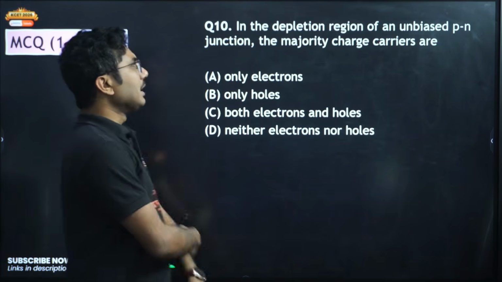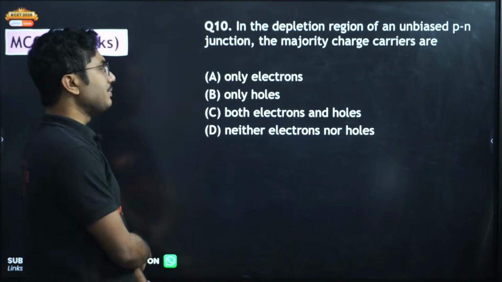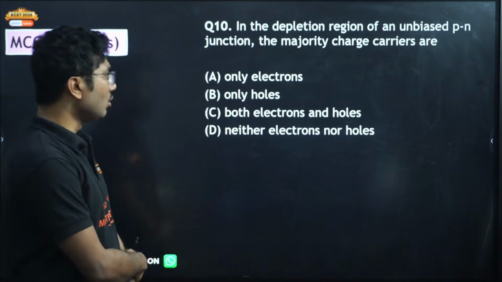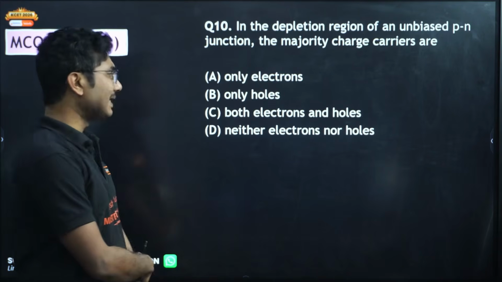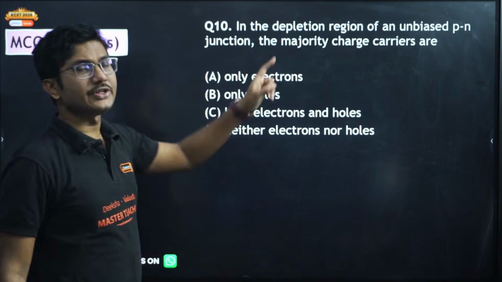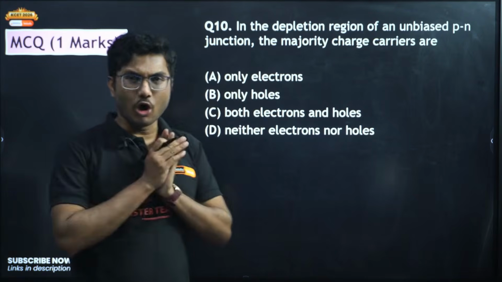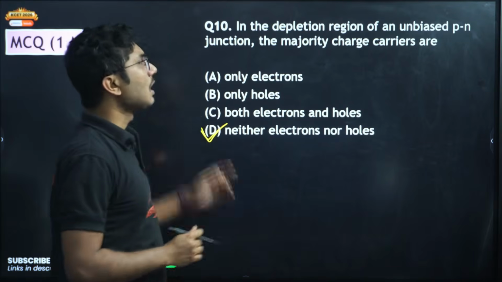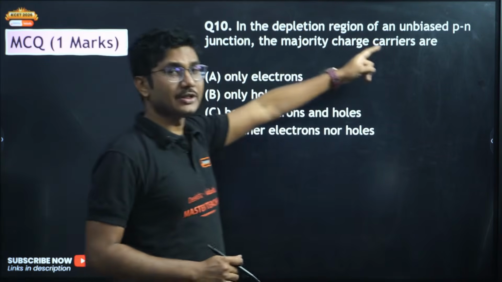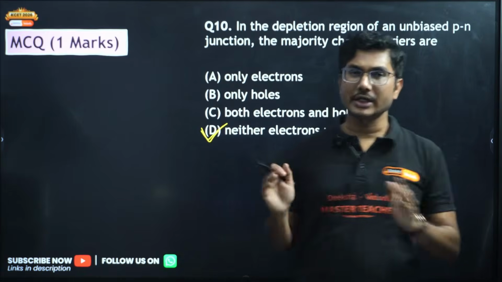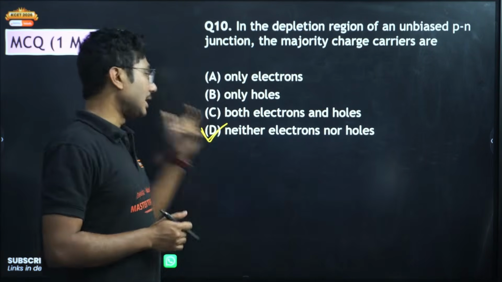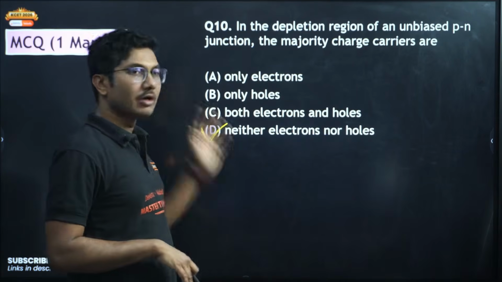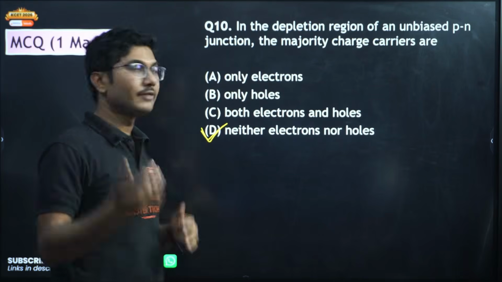Next question: in the depletion region of an unbiased PN junction, the majority charge carriers are only electrons, only holes, both electrons and holes, neither electrons nor holes. So the depletion region is completely depleted of all possible charge carriers. So neither electrons nor holes is the correct answer. In an unbiased PN junction, in the depletion region, no charge carriers are present. That means neither electrons nor holes. Nobody is there, everyone is dead. That's why it is called a depletion region, depleted of all the free charge carriers.